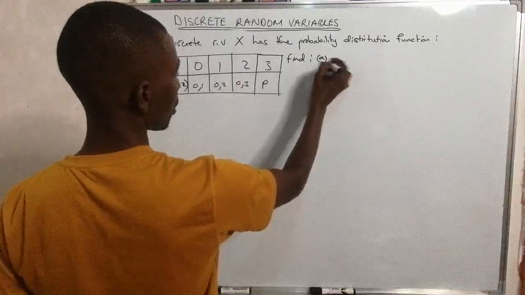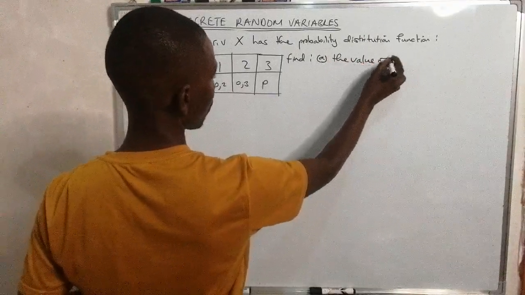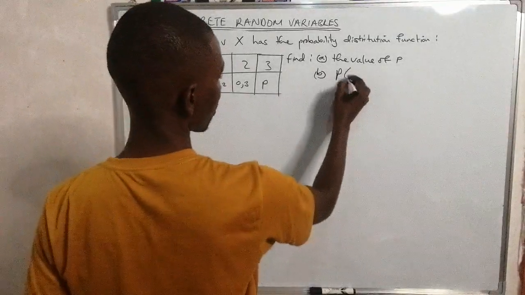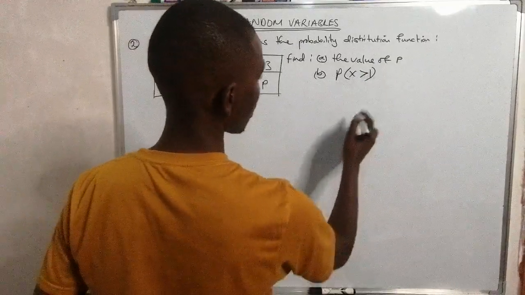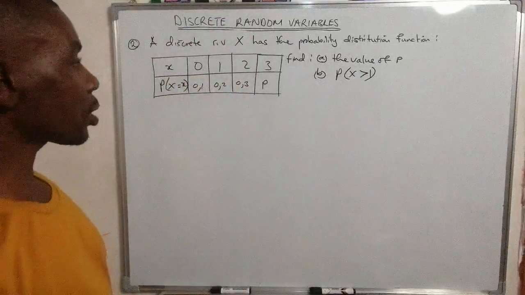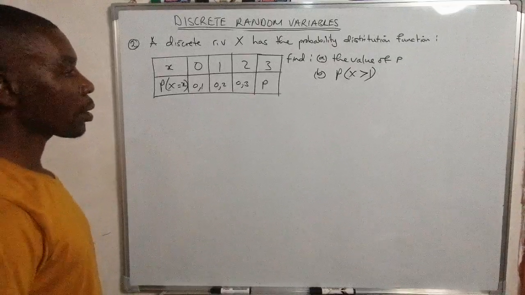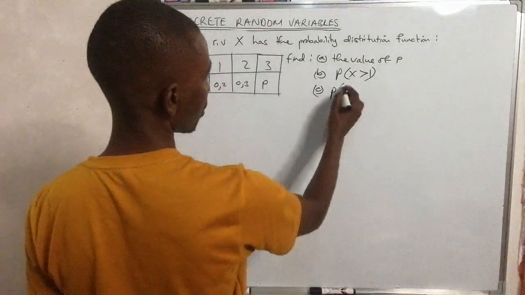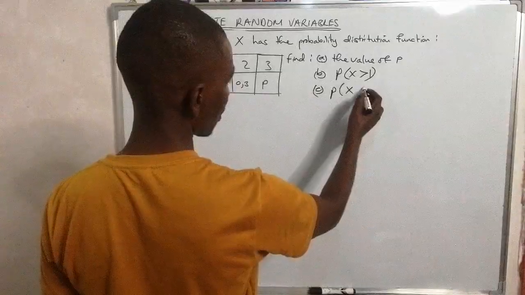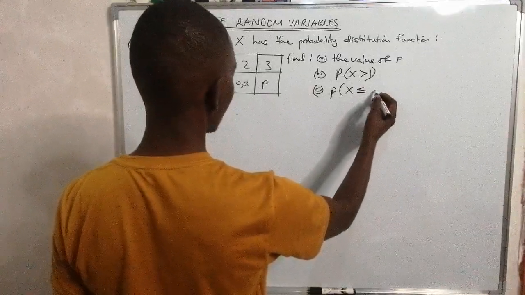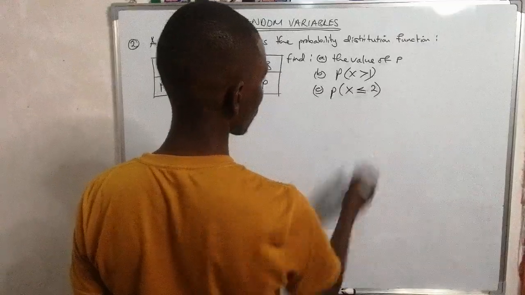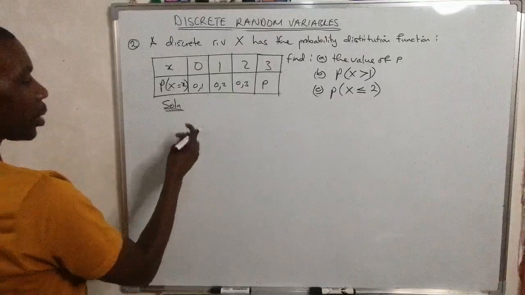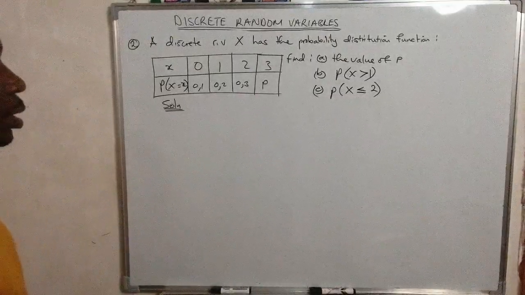Then b, we have P(x is greater than 1). You can pause this video, try to attempt this question, then compare your answer with my answer. Then c, the probability of x is less than or equal to 2.